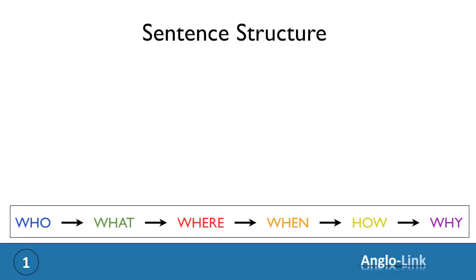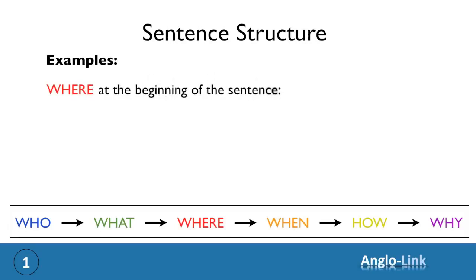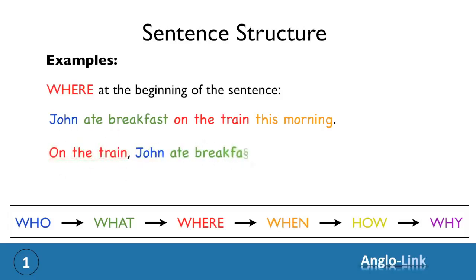Let's look at some examples. Let's start with putting where at the beginning of a sentence. If we look at one of our earlier examples, for example, John ate breakfast on the train this morning, and put the element of where, that is, on the train, at the start of this sentence, you will notice that it doesn't sound very natural. On the train, John ate breakfast this morning, because there's no reason to emphasize this element. It's unnatural.